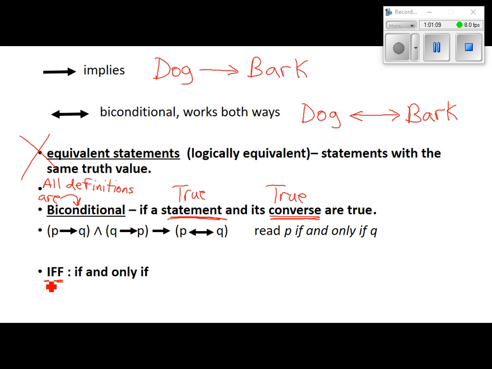I think we talked about this earlier this year. I threw it back on here. IFF, I didn't spell this wrong. That means if and only if. So if I say something like, a polygon is a square if and only if it has 4 equal sides and 4 right angles. What if I just said a polygon is a square if and only if it has 4 equal sides? Is that a true statement? No. Are there other polygons that have 4 equal sides but aren't squares? Yeah.